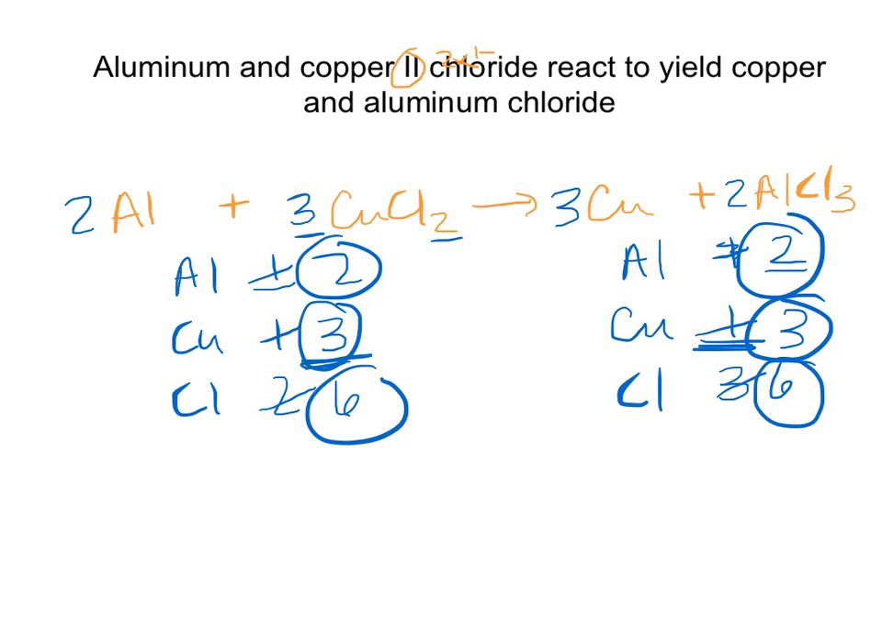We're finally balanced. So what we have is 2 aluminum atoms reacting with 3 copper chloride formula units to produce 3 copper atoms and 2 formula units of aluminum chloride. I hope this helps with your balancing of equations.